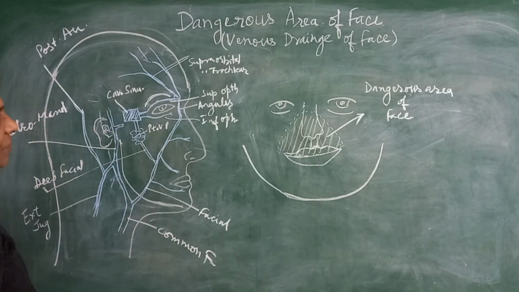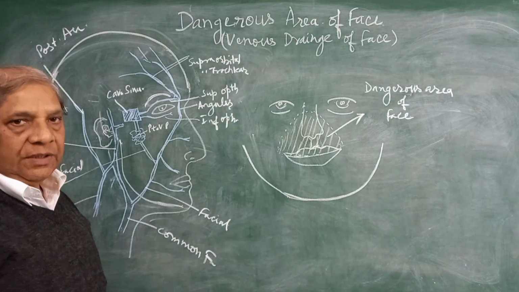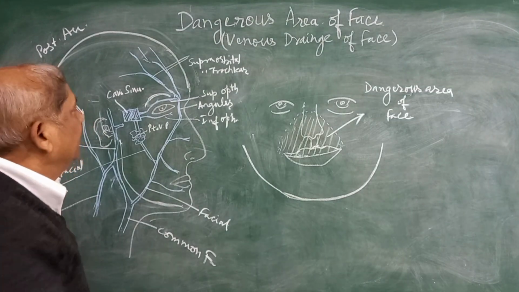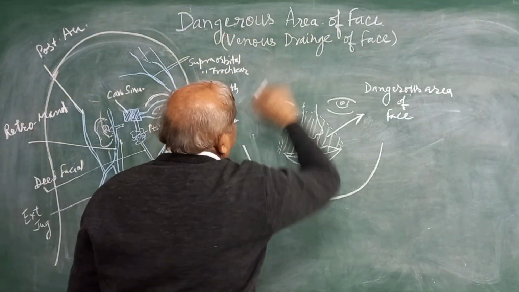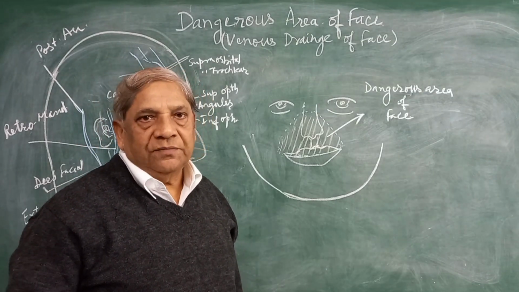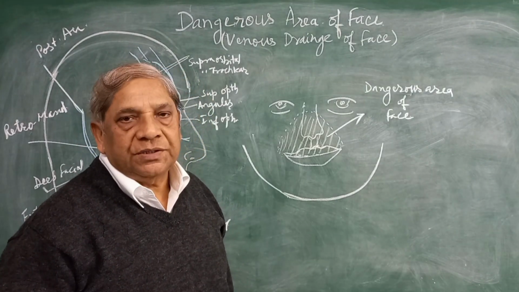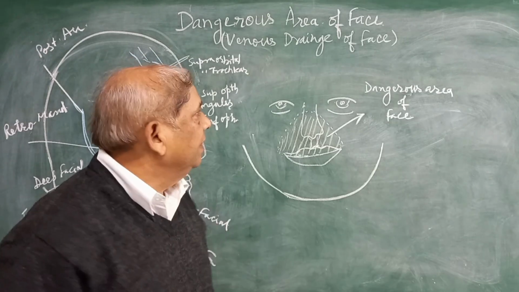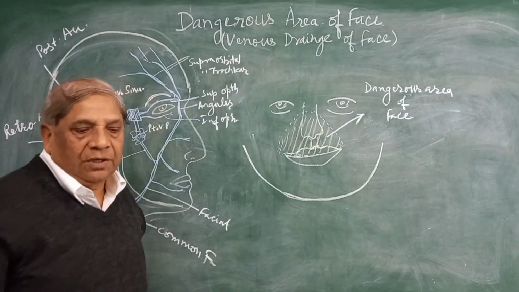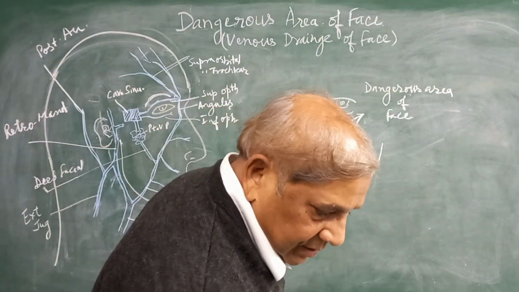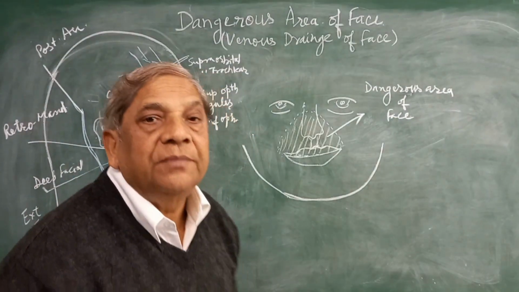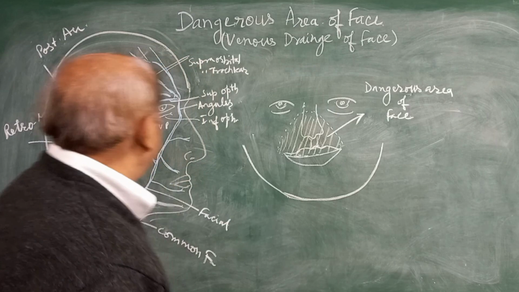This short video is for an important short note from the region of the face, and this is the dangerous area of the face. This video will describe which part of the face is called the dangerous area and why. I will deal first with the venous drainage of the face. You just learn this venous drainage of the face, and at the end I will describe what the dangerous area of the face is.